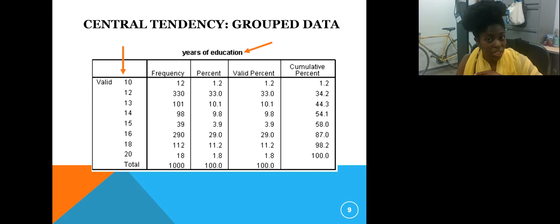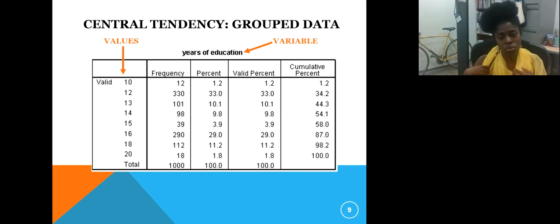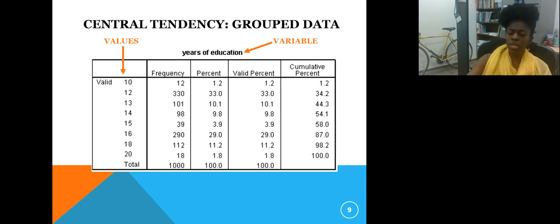Hopefully, you're looking at the years of education and saying, I know this is a frequency table and it has one variable, and that variable for this particular table is years of education. So people are answering the question, how many years of education do you have? And I know the arrow going down is the answers to the question, the values, okay? So now we know what we're looking at: years of education.